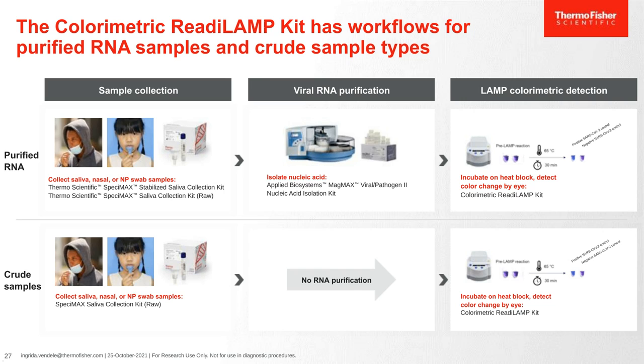For the crude sample types, this exact protocol is used with the RNA isolation step omitted. SARS-CoV-2 from these samples is inactivated and lysed and directly added to the colorimetric ReadiLAMP assay.